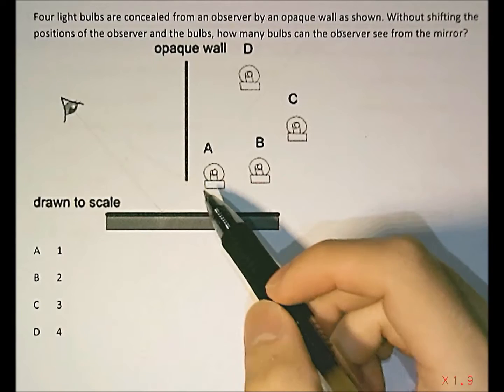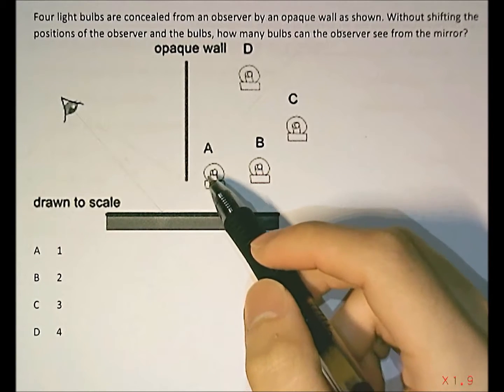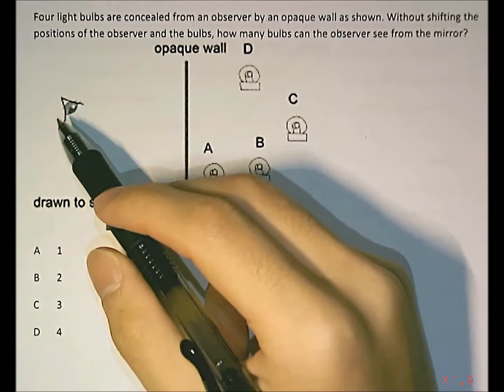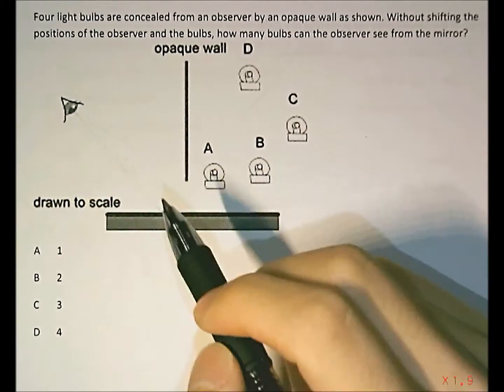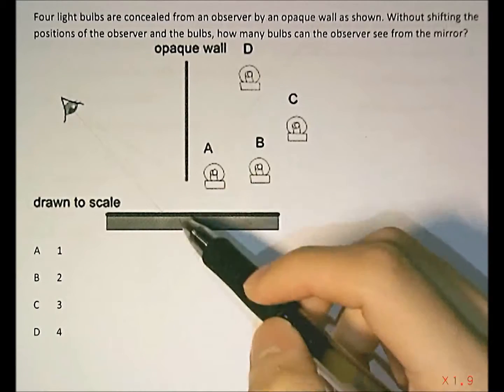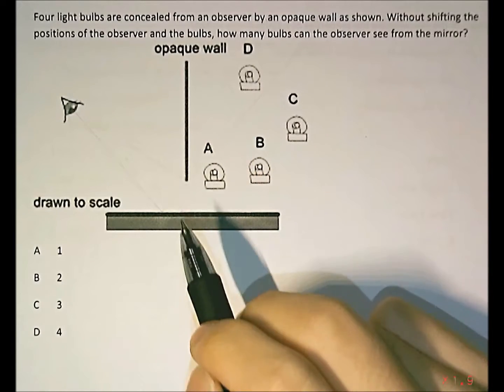So what's going to happen is that the light from your bulbs is going to bounce off the mirror, and if it bounces off the mirror at the correct angle, it's going to enter the eye of your observer, and your observer will be able to see it. So depending on which bulbs these are, the angles are going to be different, and the observer may or may not be able to see your bulbs.